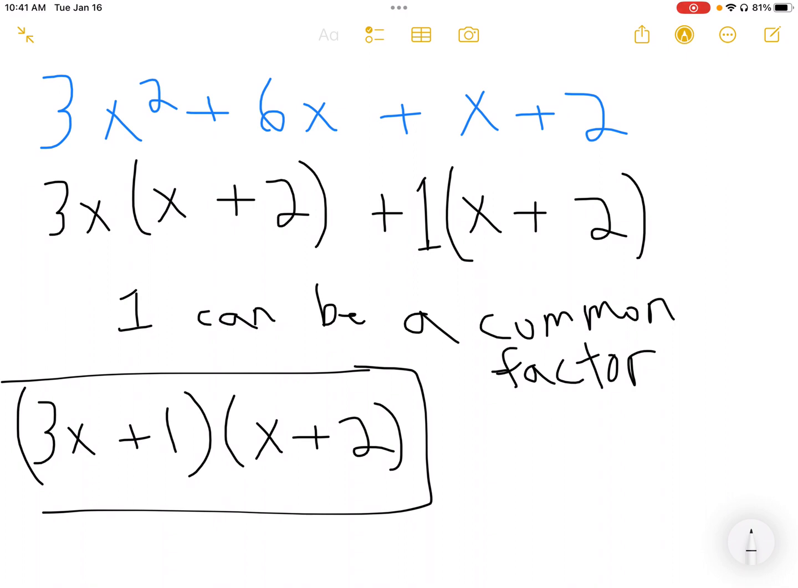That finishes up what we're learning this week in factoring by grouping.